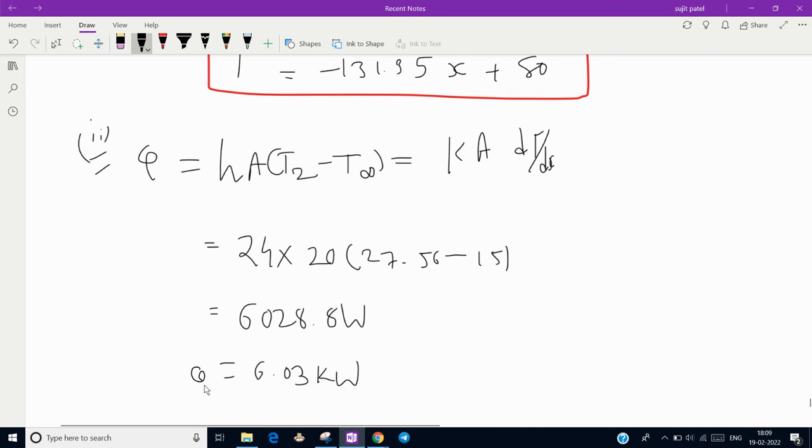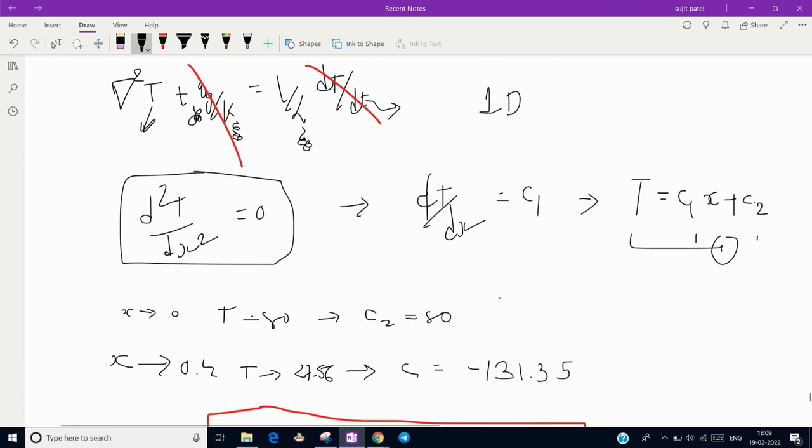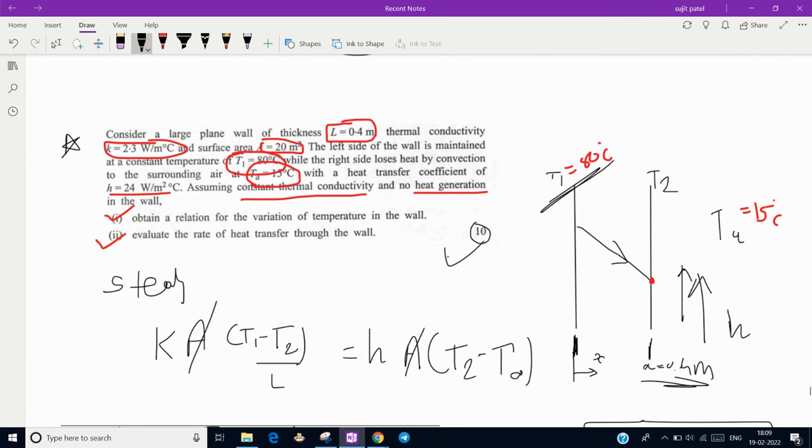So this is the amount of heat transfer. This is the answer of our second question, and you can secure 10 marks here. So I hope you like this solution.